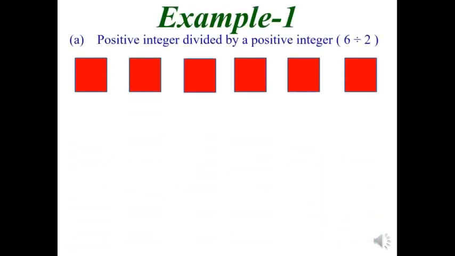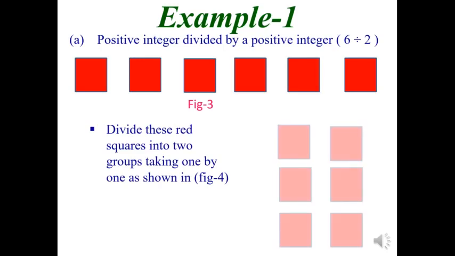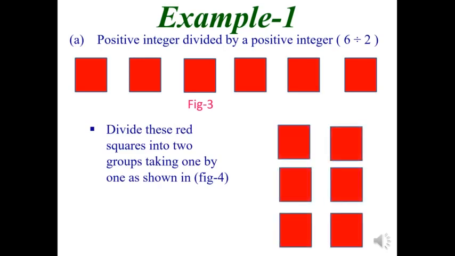So continue with this example: positive integer divided by a positive integer, 6 divided by 2. So our figure 3 was, place the 6 red squares in a row. Then divide these red squares into two groups, taking one by one as shown in figure 4. So this is our figure 4.